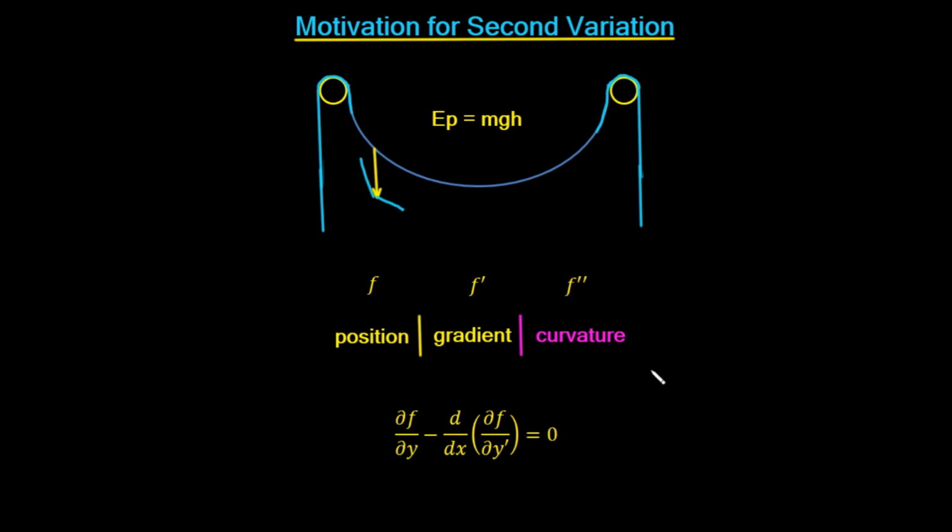But that isn't the end of the story. Not only can we look at the gradient change, which is a rate of change of position, and this is our first variation, we can also look at a curvature change, which is the rate of change of the gradient. Now we could also look at higher order changes, so we could look at the rate of change of the curvature, and so on and so forth.